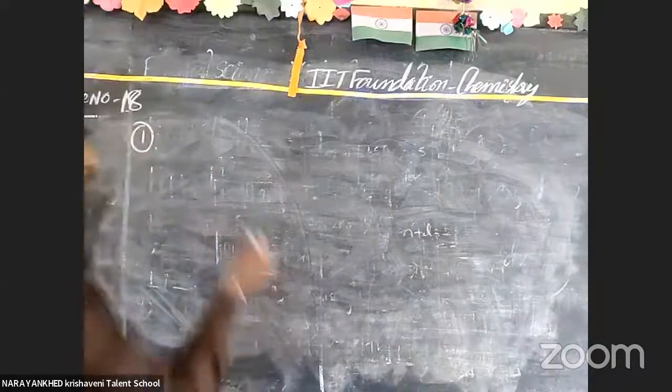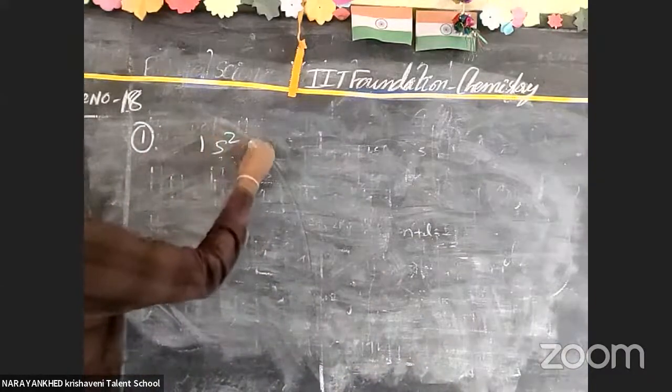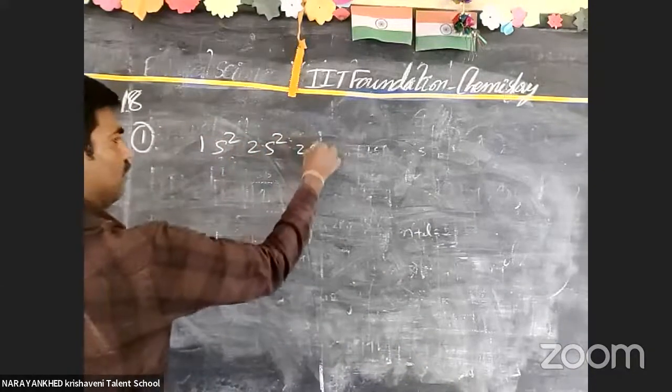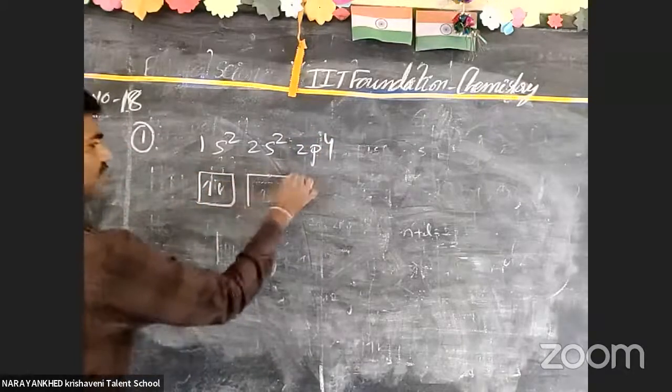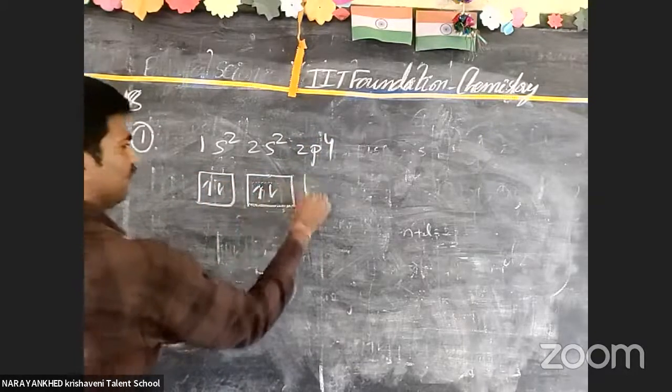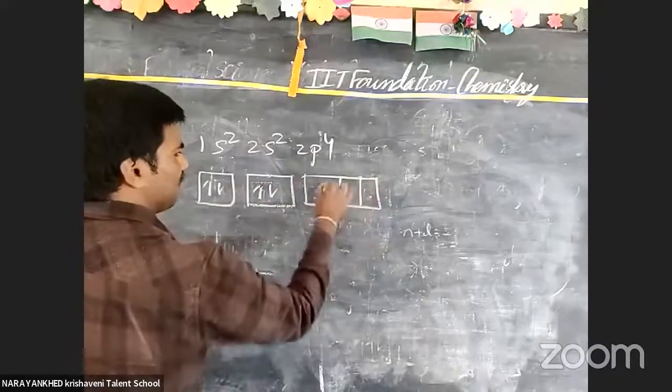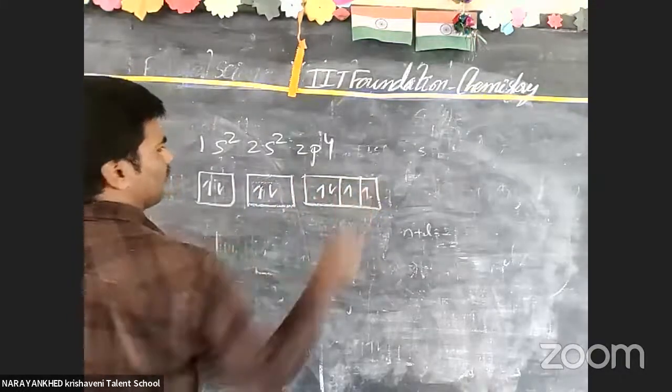Why? Because 1s2 is already written, then 2s2, 2p4. We write it like this, there is no issue. 2p4 is nothing but we have 2 electrons in this.